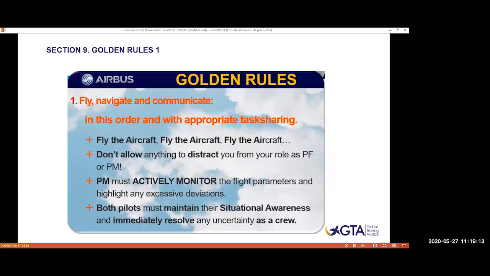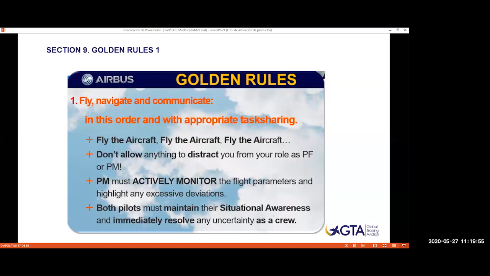The first golden rule: fly, navigate, and communicate. But in this order: first, fly the aircraft, fly the aircraft, fly the aircraft. This will give you the best solution for most of your problems. What is fly the aircraft? It is a safe path. You cannot do anything in the aircraft if the aircraft is not flying a safe trajectory.